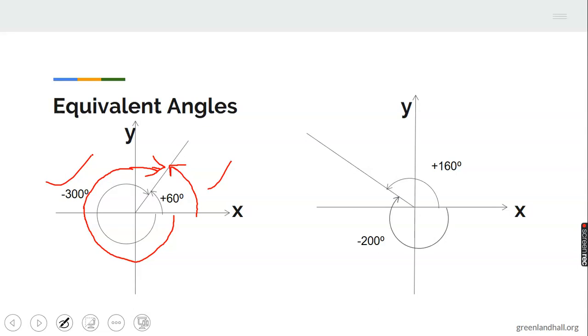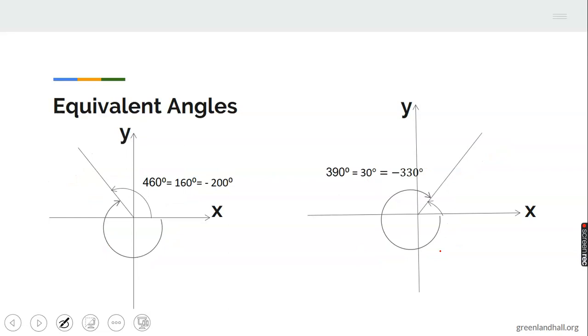The same here. We have 160. You move anti-clockwise this way. 160. Then the remaining 200, which is negative, they have the same value. Minus 200. They are equivalent. That means they are equal. They are the same. This is another equivalent angle. These 3 angles are the same.